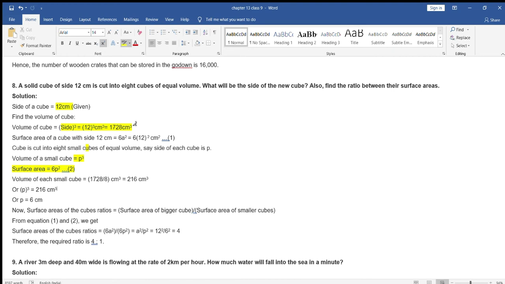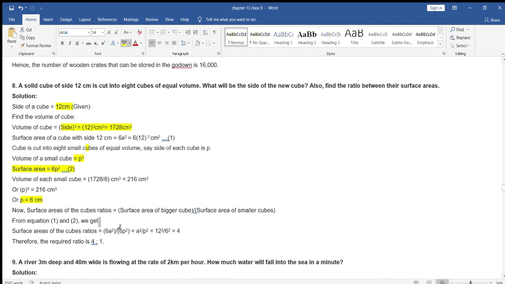So just have a look here. How can we find it out? It is 216 centimeter cube. So P cube is equal to 216, so the side is 6. Now once we have found the side, we can find the surface area. Instead of P, we can put 6, and by putting it into the formula, we can easily find the result.